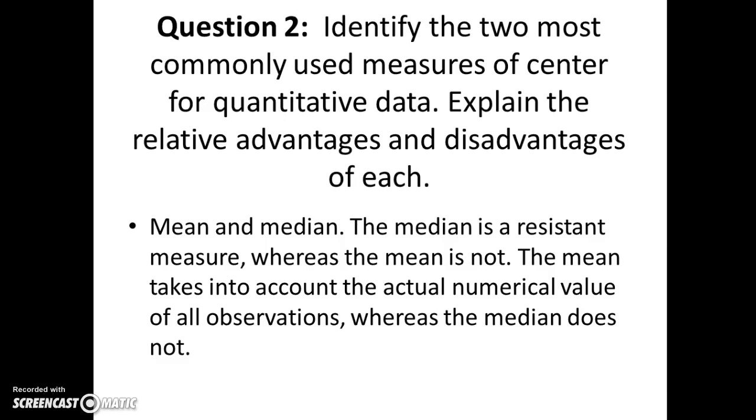So median is a resistant measure. It's not affected by the extreme value. This is the advantage of it. And the mean is not. This is the disadvantage of the mean. But also the mean talks about the actual numerical value of all observations, and this is the advantage of the mean. And the disadvantage of the median is that it doesn't talk about the actual numerical value for all observations, because it's not affected by the extreme value.